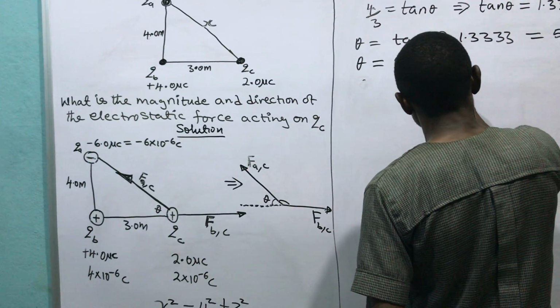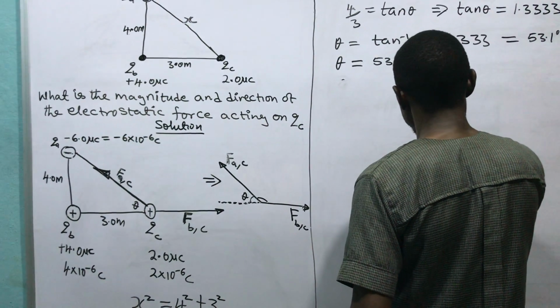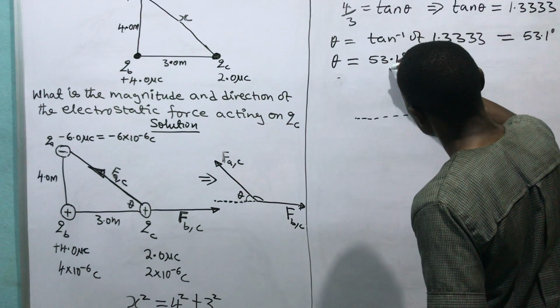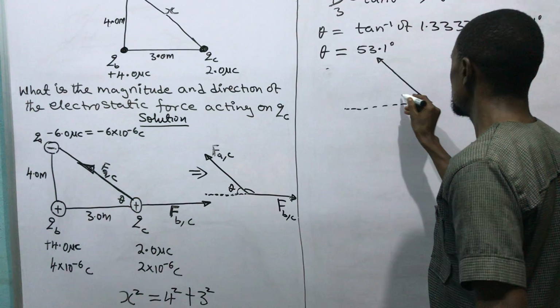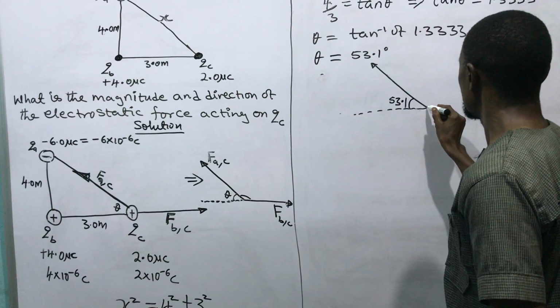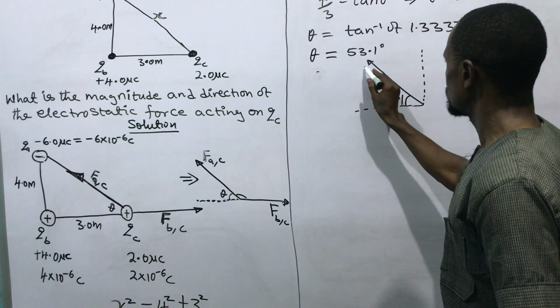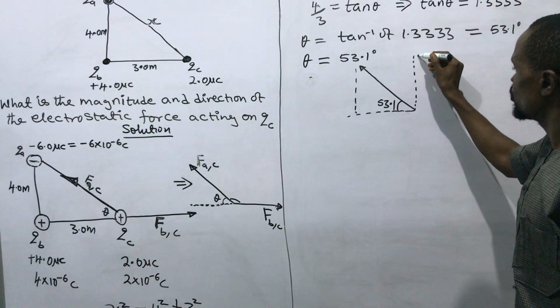Look at what we have here. And this, and I have this. I want to resolve it. And this angle here is 53.1 degrees. And I have horizontal. Look at the horizontal as well. Then this one here, I'm going to call it what?